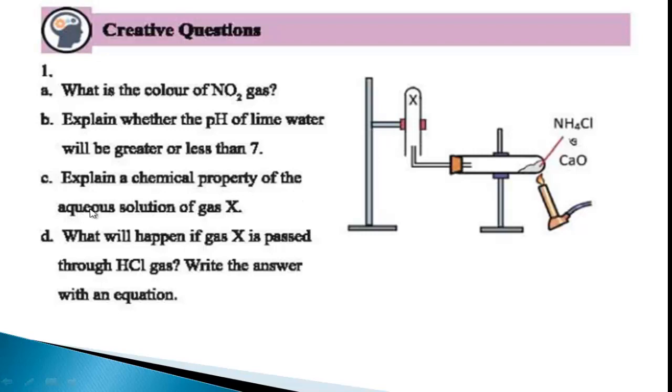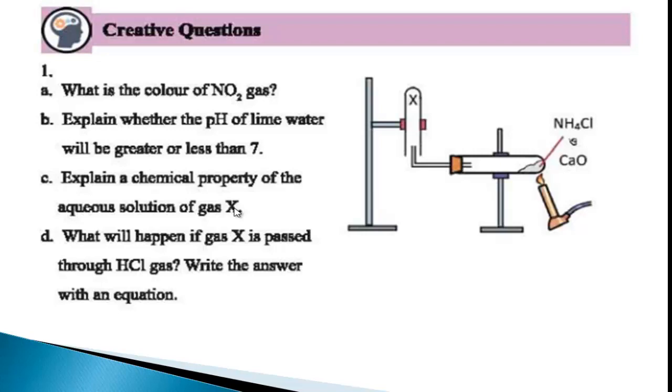Explain a chemical property of aqueous solution of gas X. So aqueous solution of ammonia gas is ammonium hydroxide, and ammonium hydroxide is basic in nature, so you can easily explain a chemical property. That means ammonium hydroxide reacts with acid and produces what? Ammonium salt and water. Like this way you can explain any one of the chemical properties of alkaline solution.